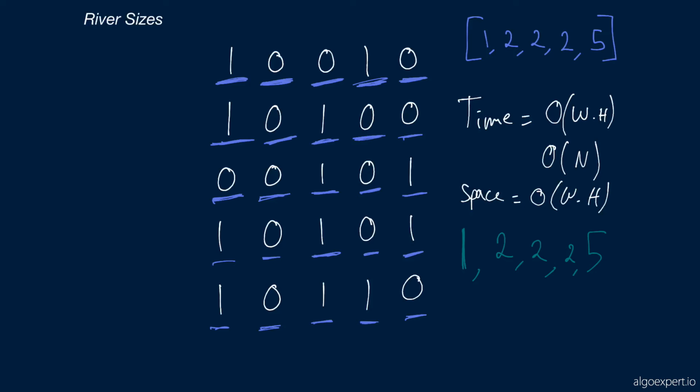And in the matrix, we're going to hold Booleans, false or true, basically determining whether or not a specific node is visited. So as you can imagine, it's just going to be O of W times H space. And of course, the solution array here is never going to take up more space than this auxiliary matrix, because it's only going to be a one-dimensional array of river sizes.